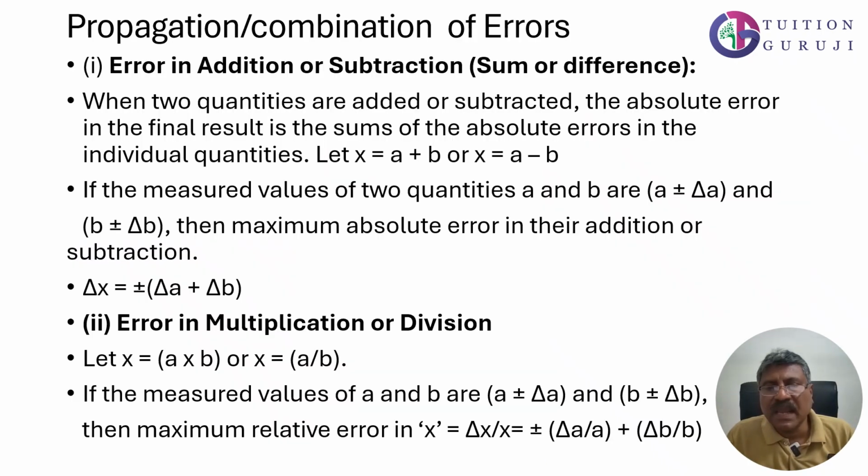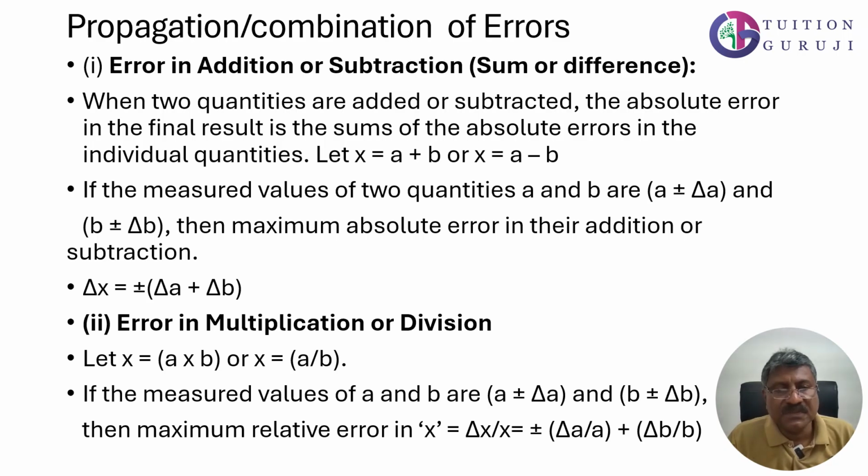So when two quantities are added or subtracted, the absolute error in the final result is the sum of the absolute errors in the individual quantities, as we discussed earlier. Let x is equal to a plus b or a minus b. If the measured values of the two quantities a and b are a plus or minus delta a and b plus or minus delta b, then the maximum absolute error in the addition or subtraction is delta x is equal to plus or minus delta a plus delta b.